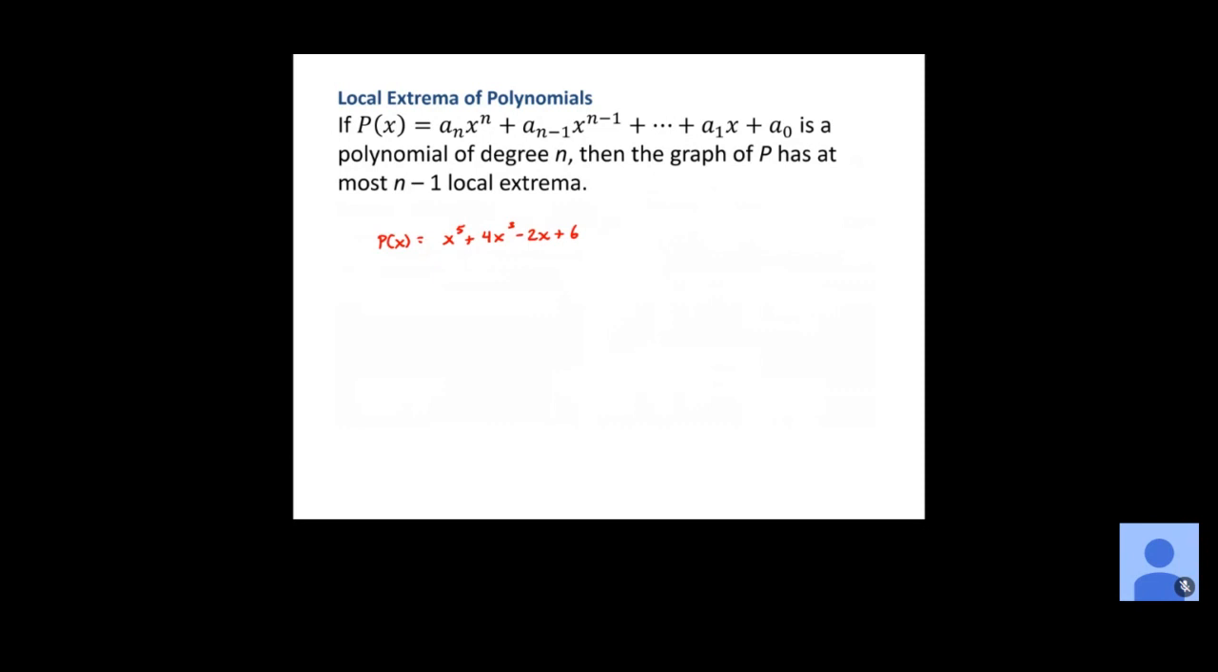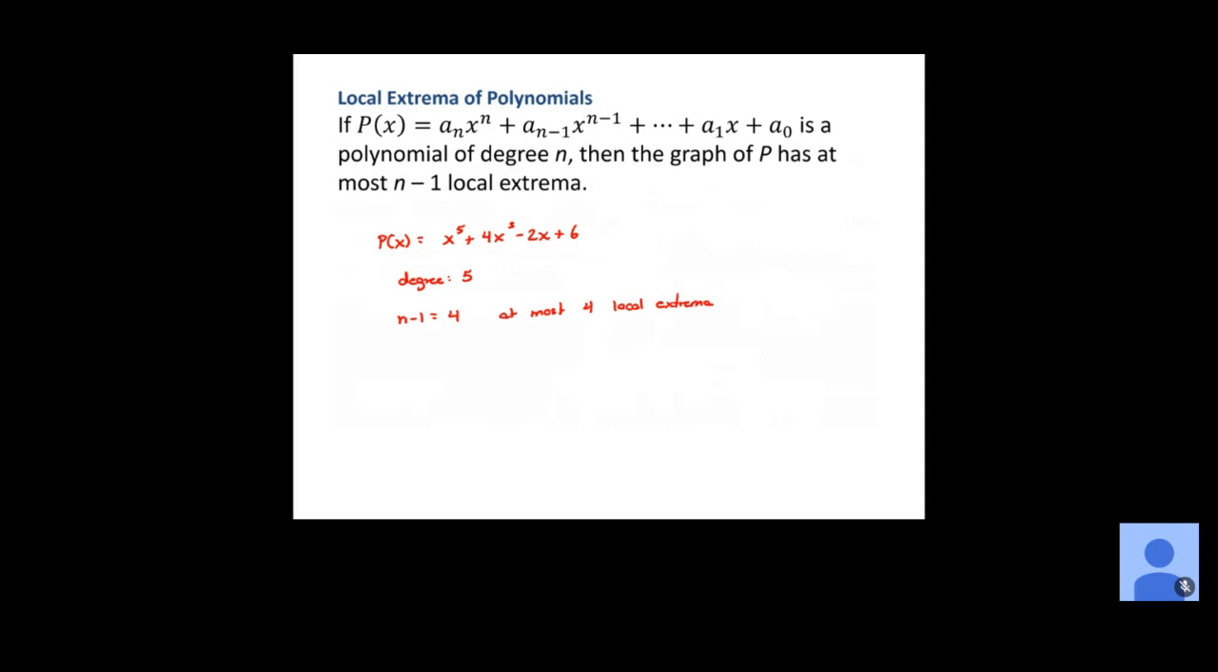Now, what that means is if our polynomial was like x to the 5th plus 4x cubed minus 2x plus 6, right? All we're looking at now is what is the degree. In this case, the degree of this one is 5. So then we would take the 5, we would subtract 1. So n minus 1 in this case is 4. That tells us that we're going to have at most 4 local extrema. Okay, so at most 4 mins and maxes of that graph.